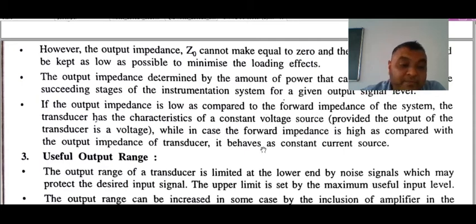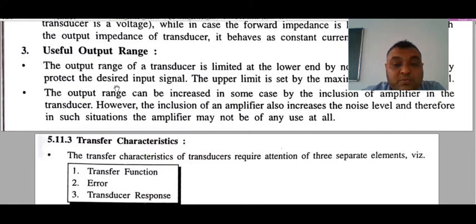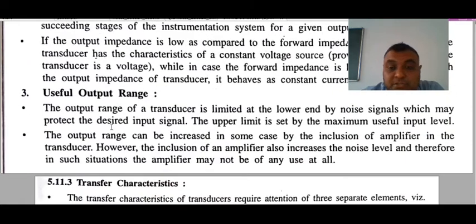Okay, now the third one, that is the useful output range. So students, in useful output range, what they want to say is that the output range of a transducer is limited at the lower end by noise signals which may corrupt the desired input signals, and the upper limit is set by the maximum useful input level. So output range means how much output we can measure through the transducer in terms of the input.